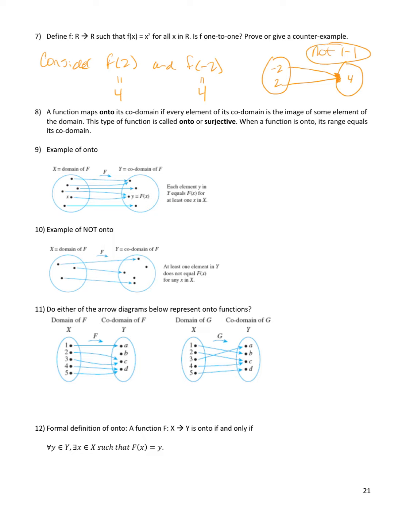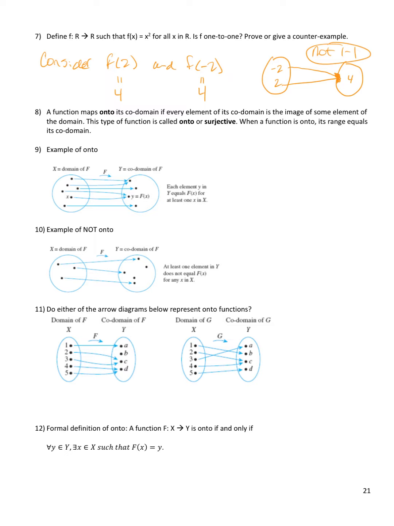Okay, another definition. A function maps onto its codomain if every element of its codomain is the image of some element of the domain. So this type of function is called onto, or sometimes also surjective. When a function is onto, its range equals its codomain. That's what it means. So every element of its codomain got mapped from something.